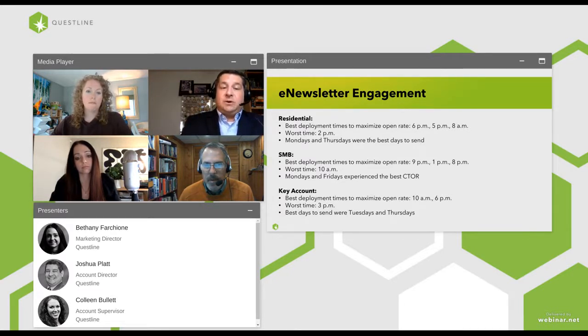Key accounts newsletters saw the best open rates on Thursdays, followed by Mondays and Wednesdays, with key account click-to-open rates being highest at 10 a.m. and 6 p.m. on Tuesdays and Thursdays. And the click-to-open rate for key account newsletters was highest on Tuesdays, coming in at just over 21%.